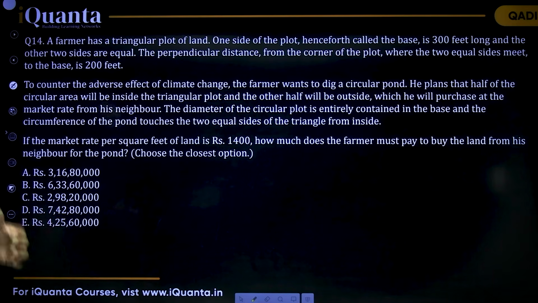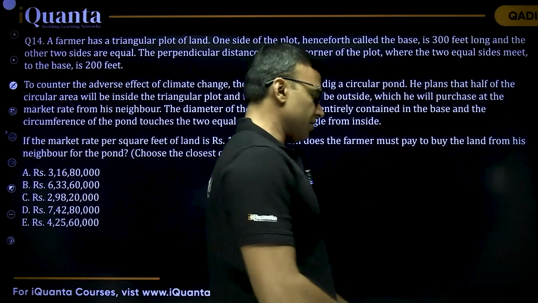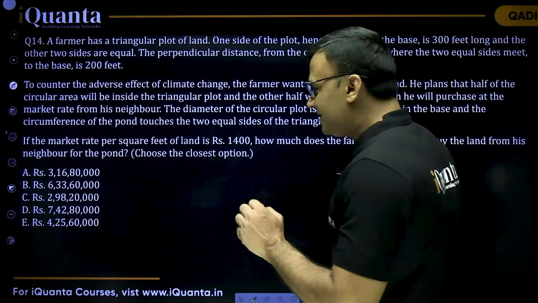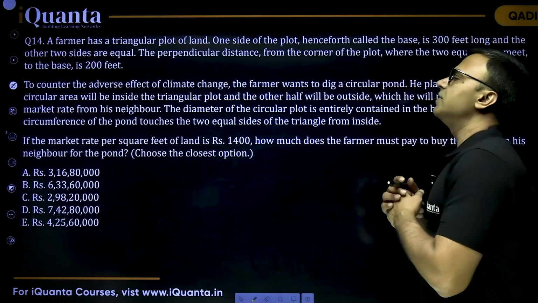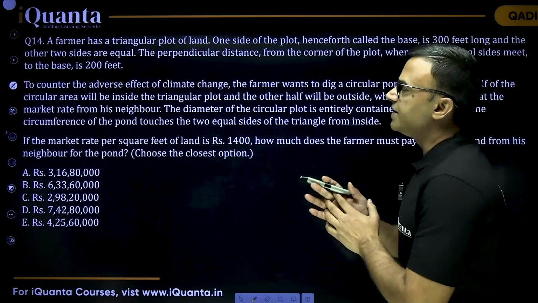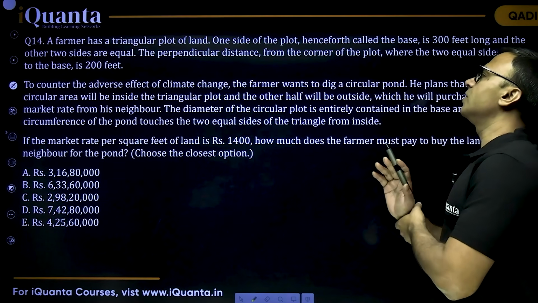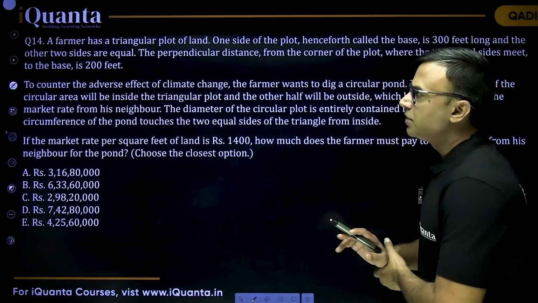Right? This is another beautiful question of right angle triangle geometry, whatever you can call it, but actually it's a very easy, nice question. A farmer has a triangular plot of land. One side of the plot, henceforth called the base, is 300 feet long, and the other two sides are equal. The perpendicular distance from the corner of the plot where the two equal sides meet to the base is 200 feet.